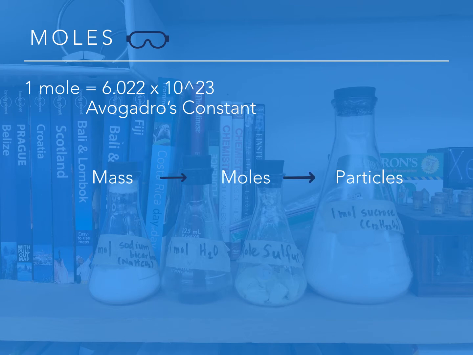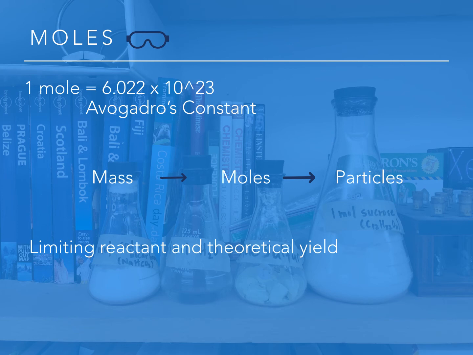Given the mass of a substance, usually in grams, one is able to convert that mass to moles and even further to the amount of particles in the sample, and back. These conversions allow for stoichiometric problem solving. For example, to determine the limiting reactant or calculate the theoretical yield in a chemical reaction.